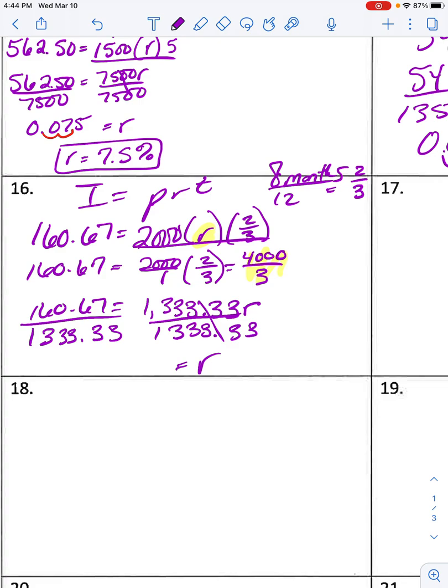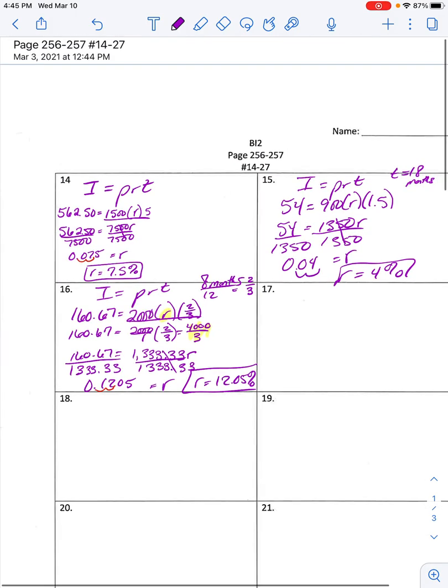So $160.67 divided by $1,333.33. We get a not very pretty decimal. 0.1205. We'll round to the nearest hundredths. Let's move it twice to the right. So our rate is 12.05%. Okay.